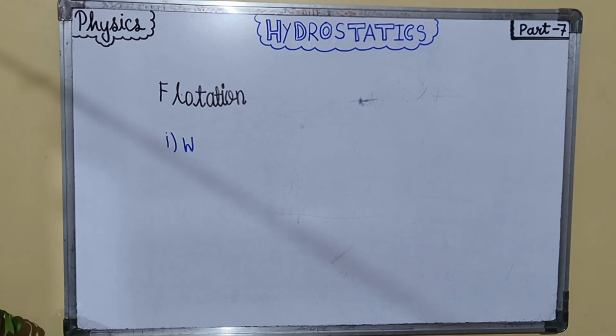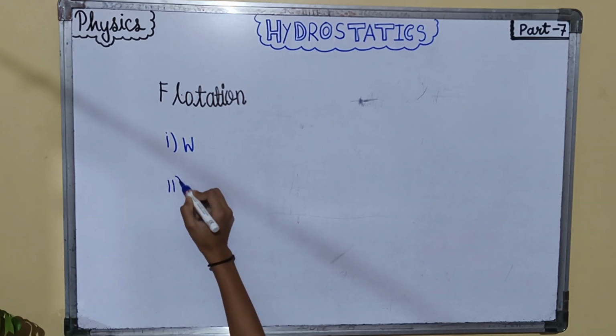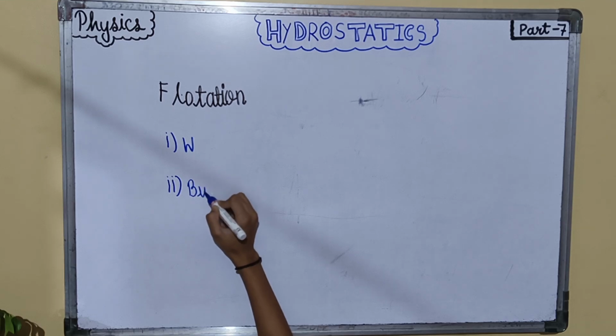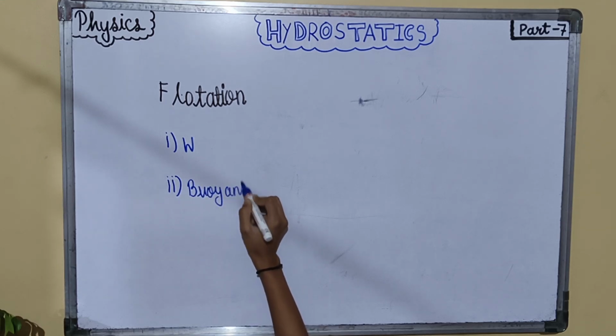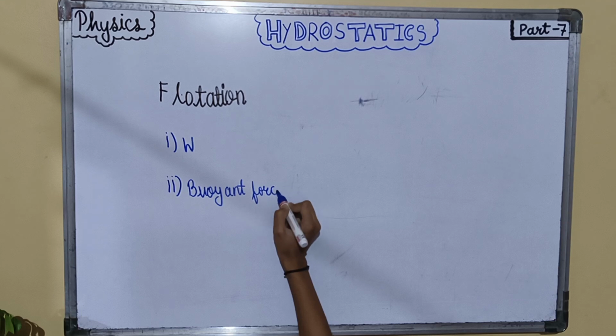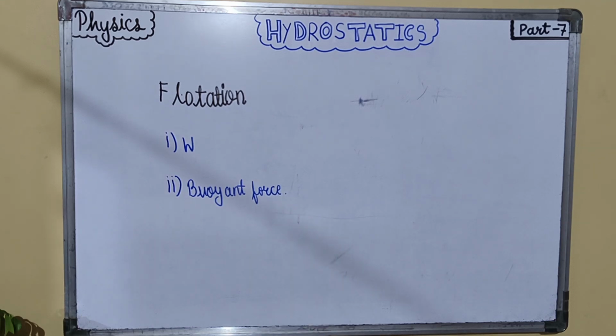Next is buoyant force. The buoyant force is due to weight of a fluid displaced and acts vertically upwards at the center of buoyancy B. Center of buoyancy is the point where total upthrust due to the fluid displaced by the immersed part of the body acts.